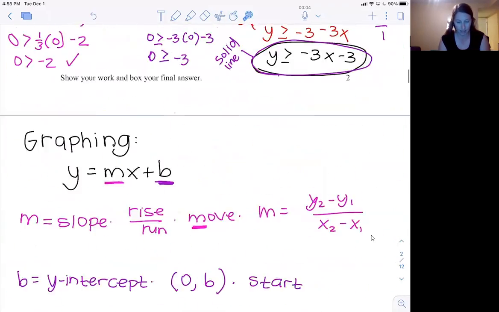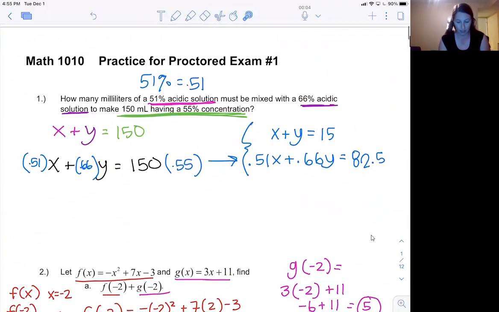Okay, so we're going to go all the way back up to solving a system of equations. I'm going to choose to use substitution for this one. So what I'm going to do is rewrite this to be x equals 15 minus y. If I just subtract this y over, that's what I get.